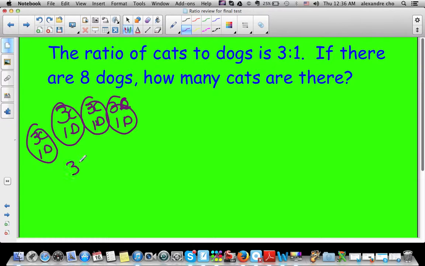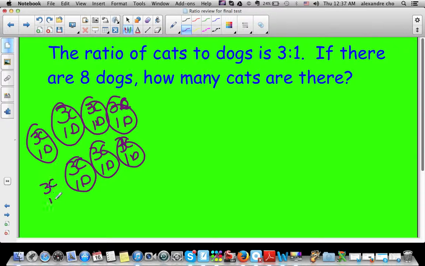Dog. 3 cats, 1 dog. 3 cats, 1 dog. 1, 2, 3, 4, 5, 6. 3 cats, 1 dog. So now I have 1, 2, 3, 4, 5, 6, 7, 8. 8 dogs. So what happens when I have 8 dogs?